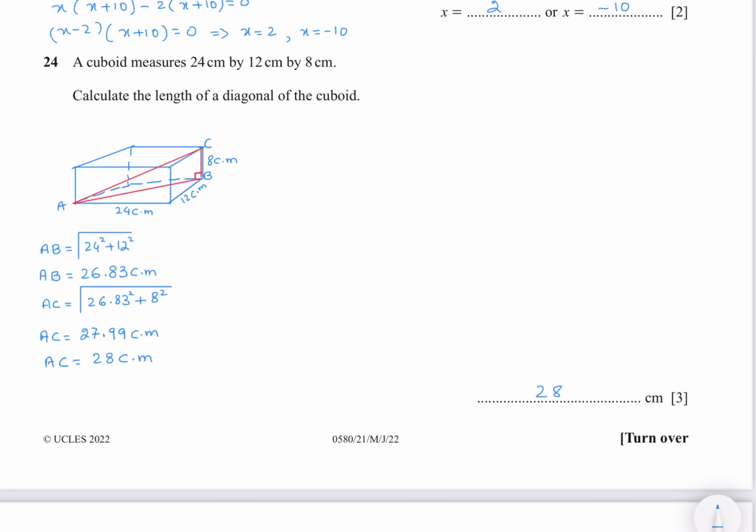So you first find out AB, which is the diagonal of the base, using Pythagoras theorem. 24 square plus 12 square whole under root, and you get AB 26.83. Then you find AC, again you use the Pythagoras theorem. Now this time you use 26.83 square plus 8 square. So you get the length AC 27.99, which is required, and round it off to 3 SF. So this is 28 centimeter.